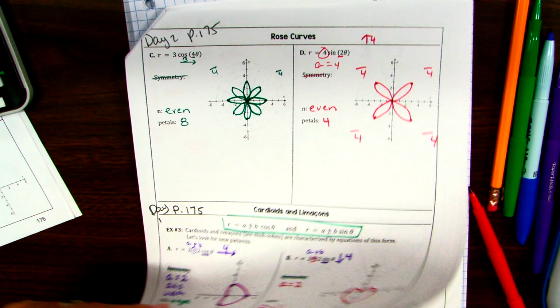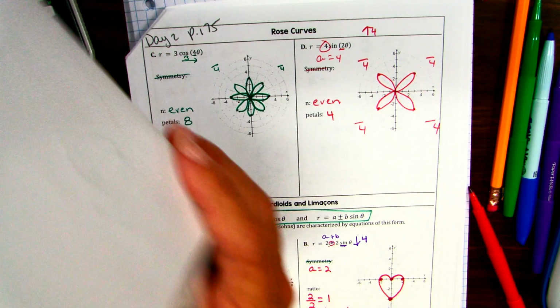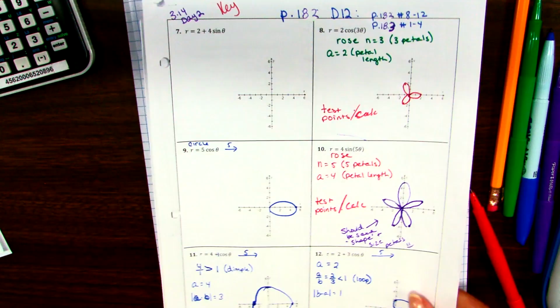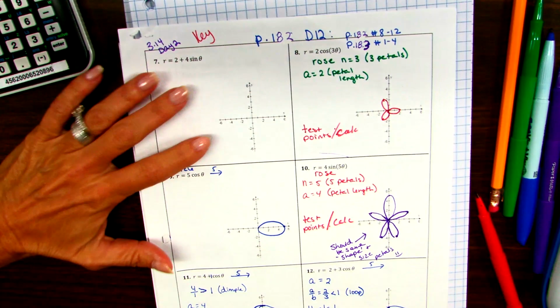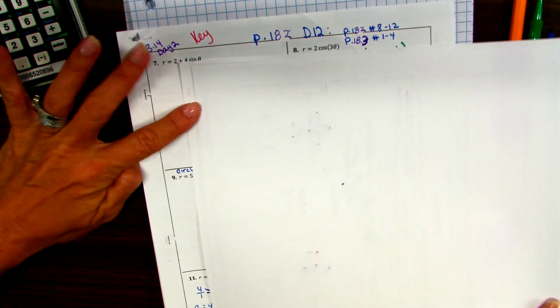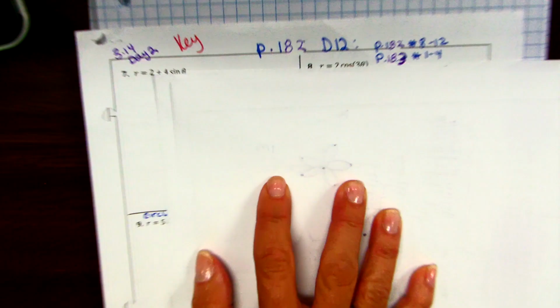All right, let's go to the homework, page 182, and I'm going to do 3 with you. I'm going to do 8, 9, and 11 with you. So please write that down.